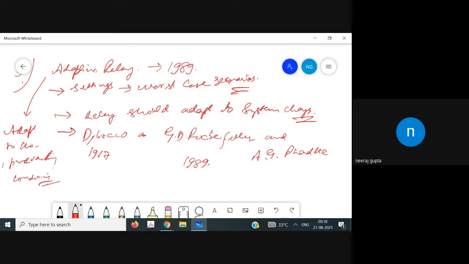So it will adapt to the prevailing condition. This adaptive relaying philosophy can be made fully effective only with digital computer-based relays. It means that with the changing of the system parameters, the relaying settings will also change. However, there is no human intervention in that. It can be done automatically.